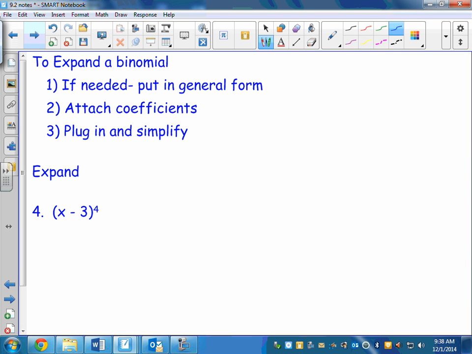I kind of wrote these steps. I don't know if they're really necessary. I'm a steps kind of person.